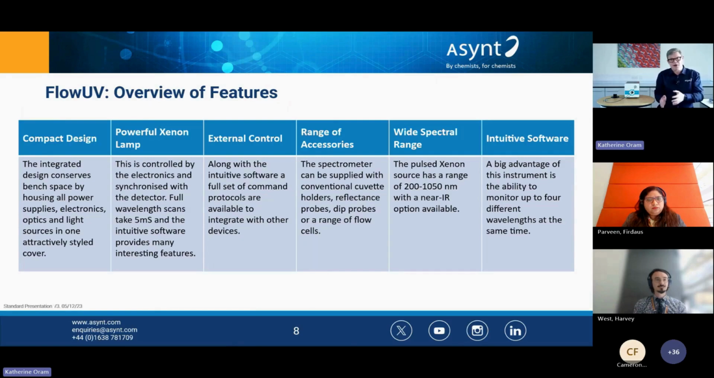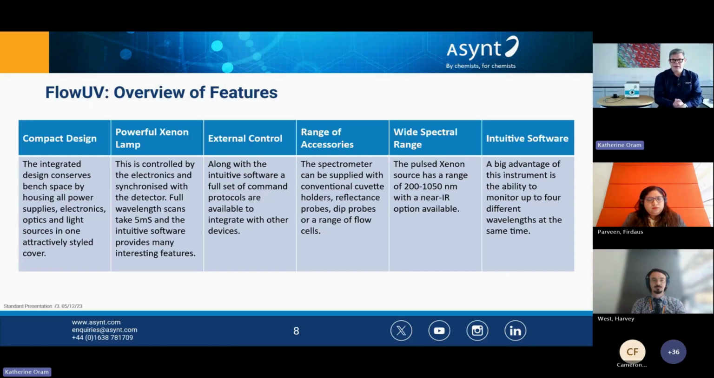As we said, very compact design. This instrument here is 17 centimeters square. It's really light, portable. We can move that around the laboratory. It has a powerful xenon lamp. This is synchronized with the detector. The xenon lamp we use is good for 10 to the 9 flashes. And we've calculated 24-hour continual use. This lamp will last for about 10 years. So you'll never have to change the light source.